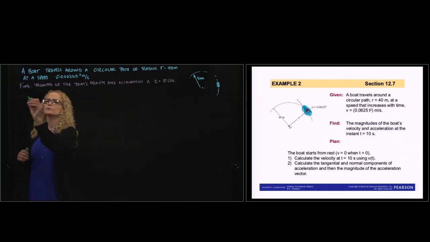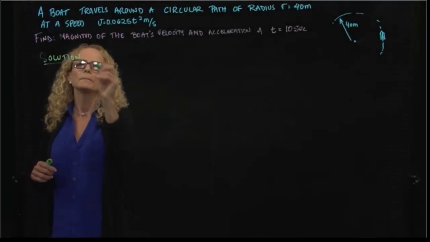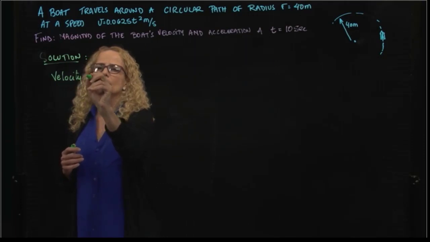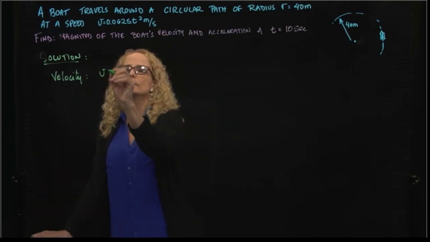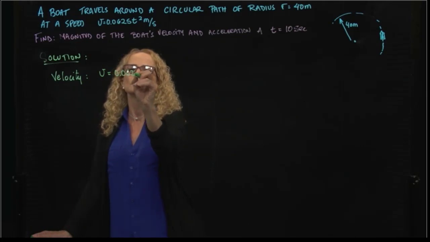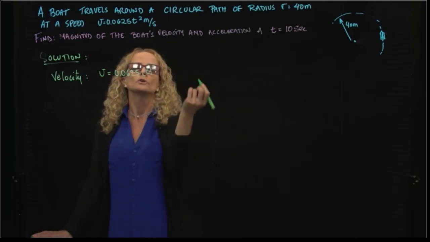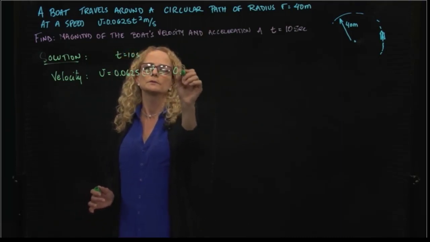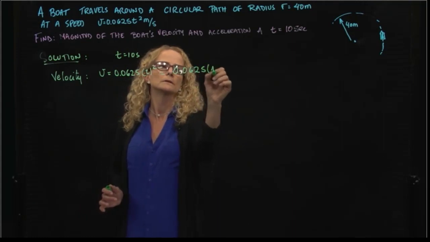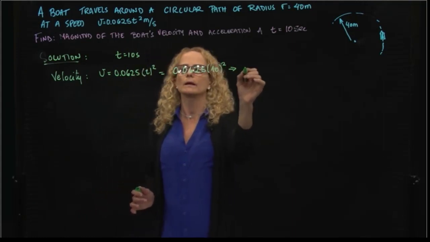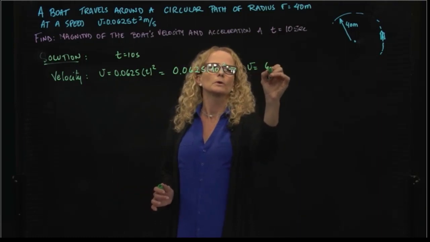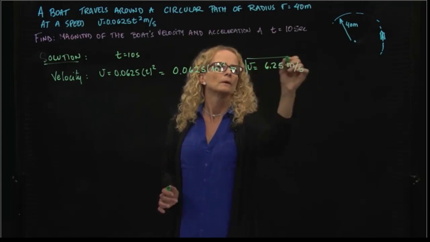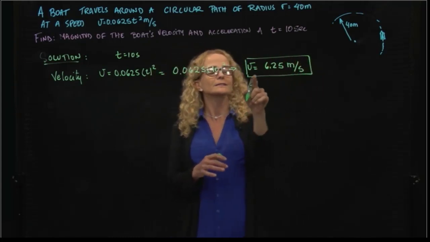So the solution: we start by finding our velocity. The expression of the velocity is given, 0.0625 times t squared. If we want to find it for t equals 10 seconds, we just substitute the 10 seconds squared, and then we get a velocity of 6.25 meters per second. So that was easy. What we have to know is that this is in magnitude.